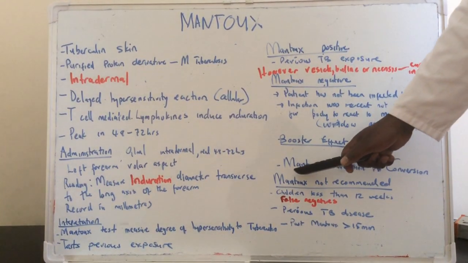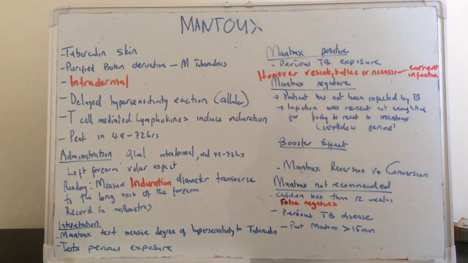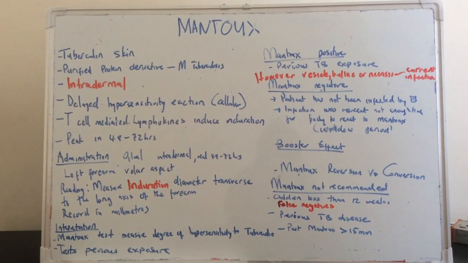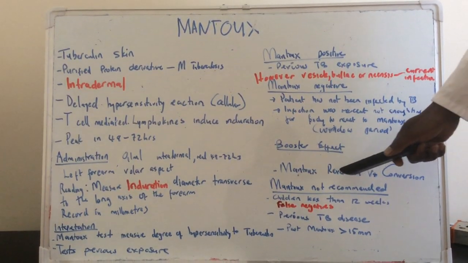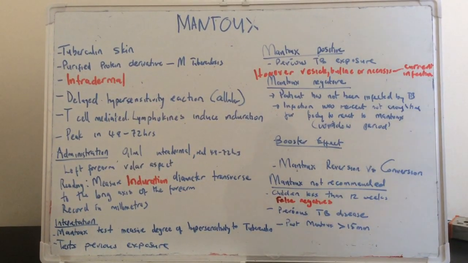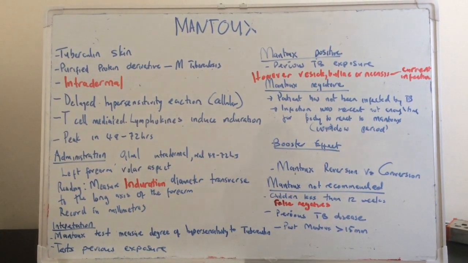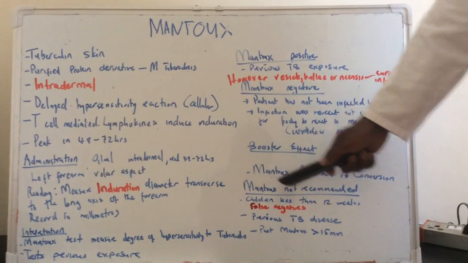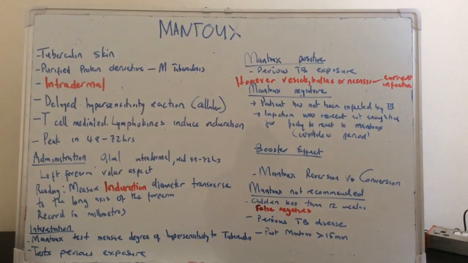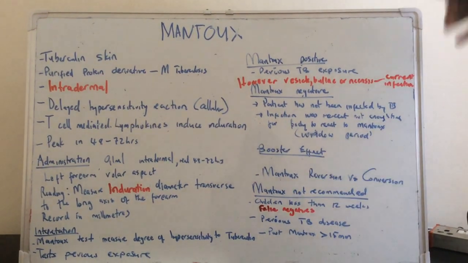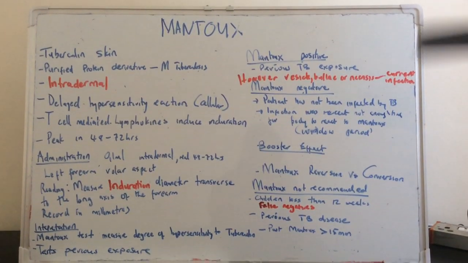Then a Mantoux can have what is known as Mantoux reversion or conversion. Reversion is when a Mantoux that was previously positive becomes negative. The rate of Mantoux reversion in people that have a positive Mantoux is about 8% per year. Conversion is when a Mantoux that was negative tests positive within 2 years.